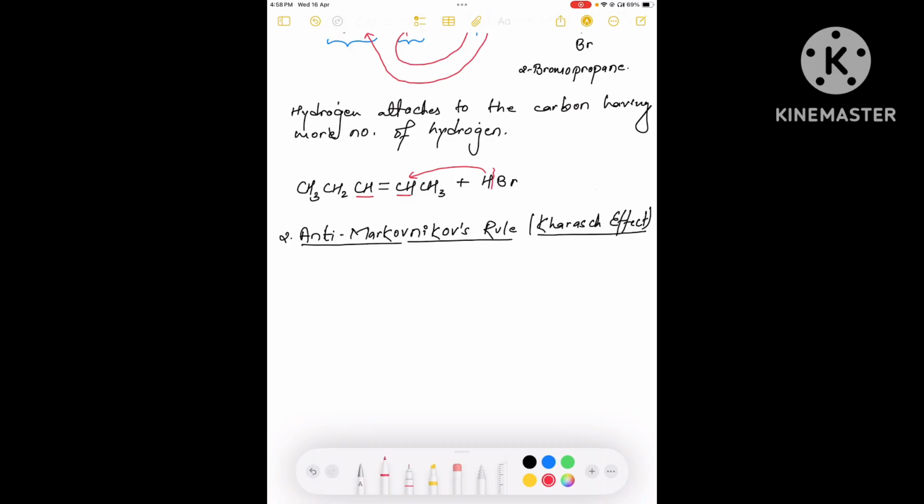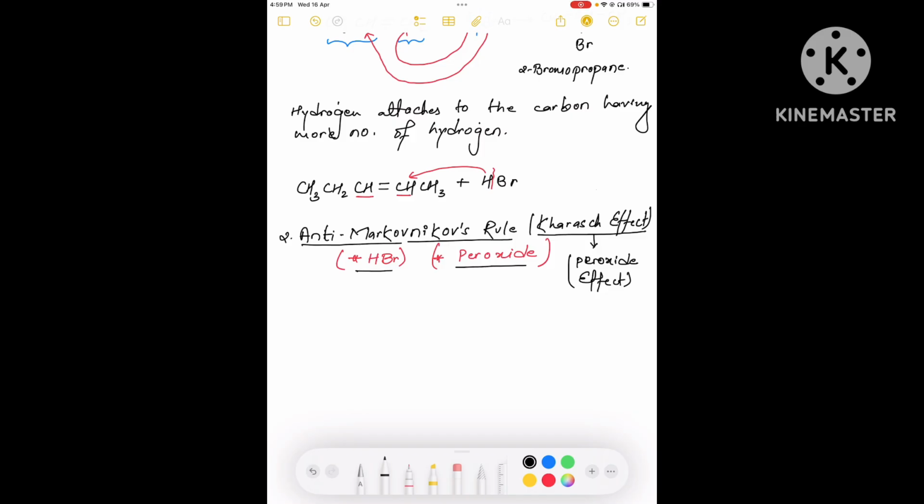What you need to remember is that the anti-Markovnikov rule applies only to HBr. If we have any other reagent other than HBr, like HCl, HF or HI, the reaction will not take place. The anti-Markovnikov rule is only for HBr and it takes place only in the presence of peroxide. If there is no peroxide, it will not go. So the necessary conditions for the reaction are HBr and peroxide. Only then does the reaction take place. So we sometimes also call this effect the peroxide effect.